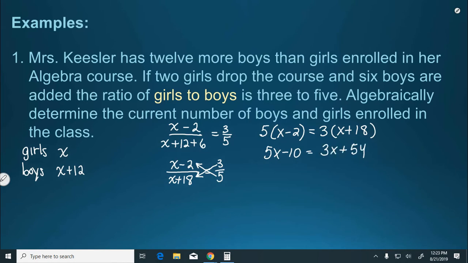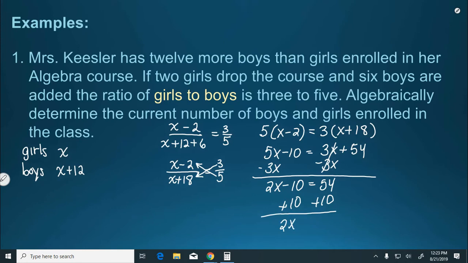Now I've got x's on both sides with a 5 and a 3. The 3 is smaller, so that's what we're going to subtract. So we get 2x minus 10 equals 54. Adding 10 to both sides, 2x equals 64. Dividing by 2, x equals 32.